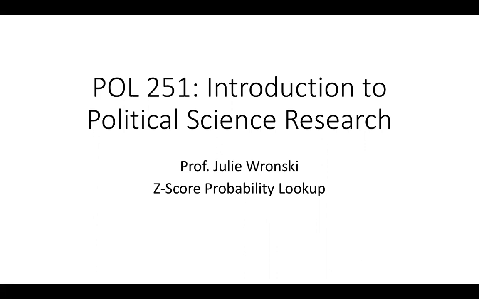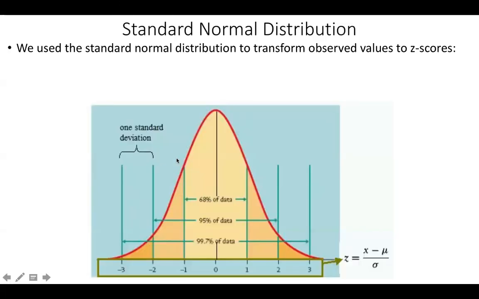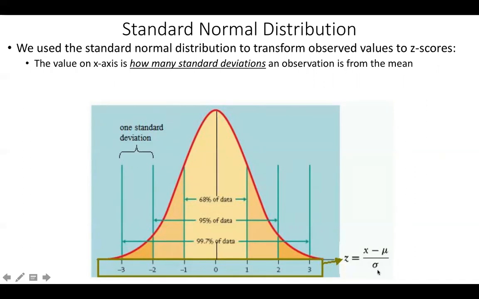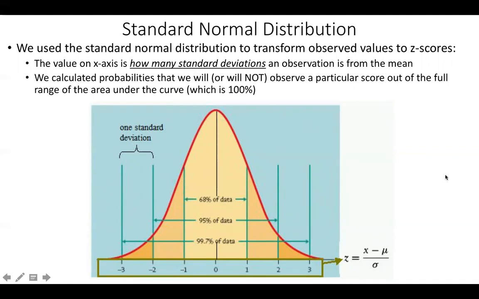We are going to talk today about Z-scores and using them to figure out probabilities of observing different values. Last week, we talked about the standard normal distribution, plotting observed values that have been converted into Z-scores. I was using this formula where Z equals an observed value X minus the mean over the standard deviation. When you plot Z-scores on the standard normal distribution, the x-axis shows how many standard deviations an observation falls from the mean.